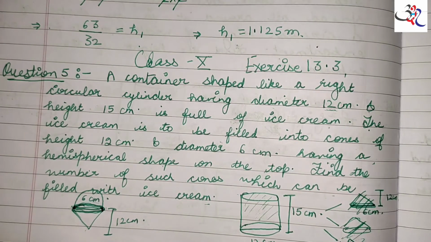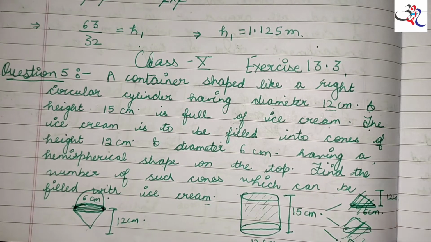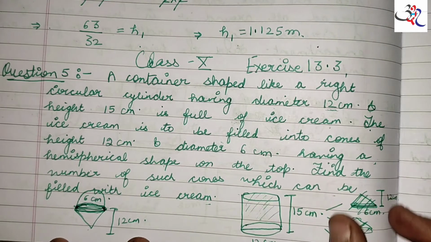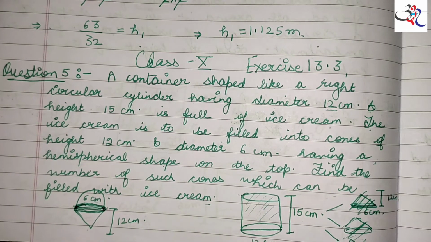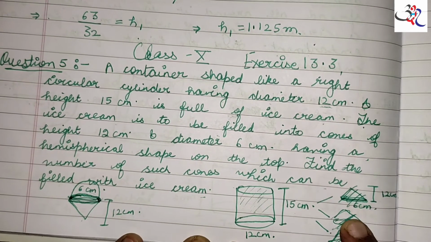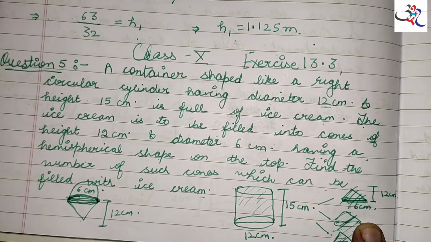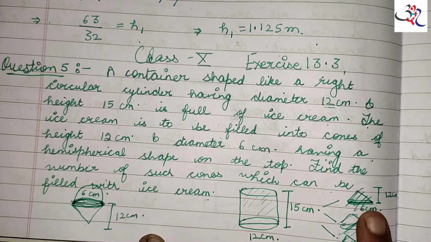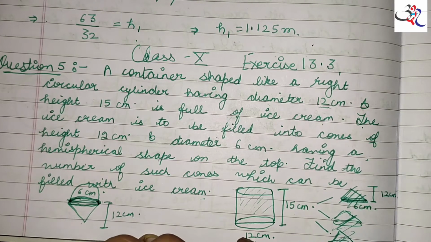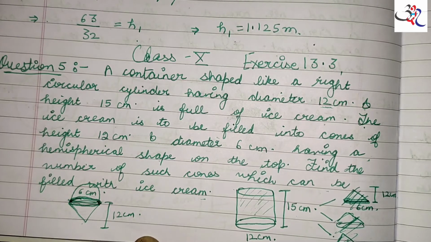So the volume of this cylinder will be equal to the sum of the volume of all of these cones. Earlier, when there was only one shape conversion, means one cylinder was converting to one cone, then we were taking that volume of cylinder is equal to the volume of cone. But now more than one cones are being generated, so we will do addition of all the cones.